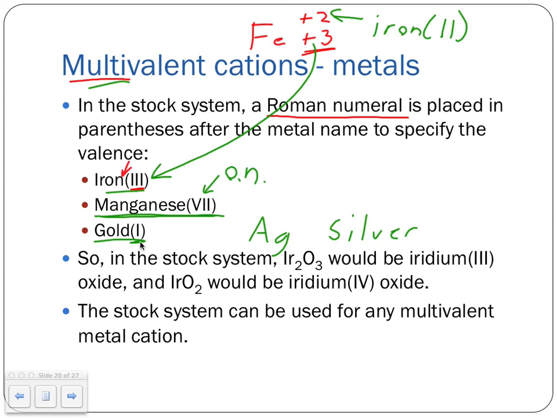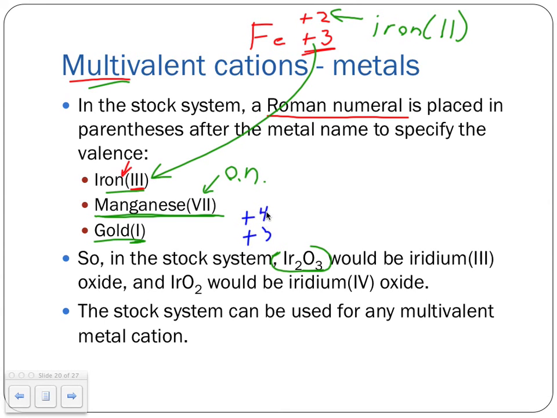So in the Stock system, let's take this compound, Ir2O3. It would be iridium(III) oxide. The way we know that, and I'll delete this part out right here just so we can do the math on it, is that iridium, looking at the periodic table, could be either +3 or +4. So two possibilities, +3 or +4.